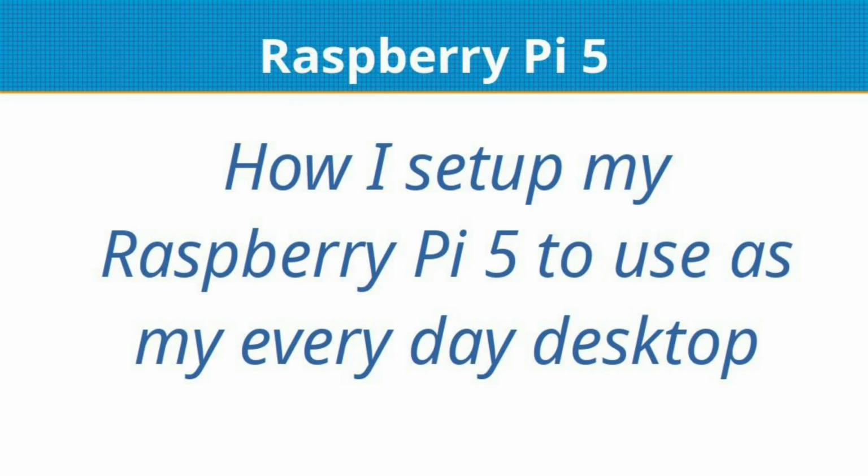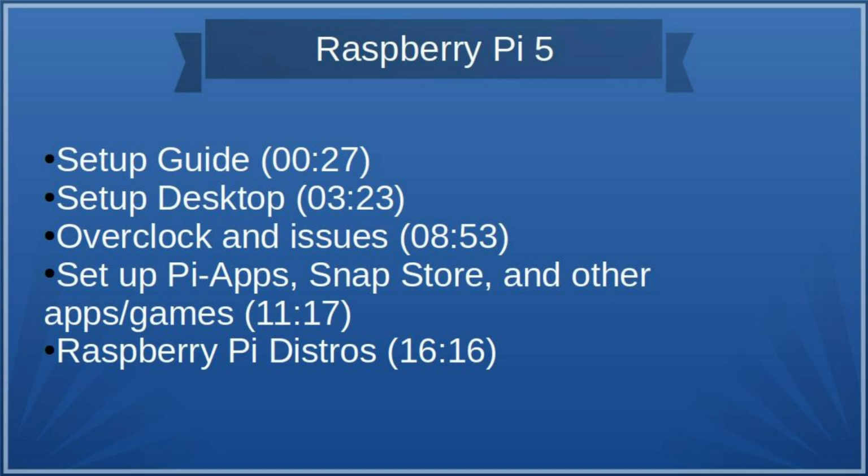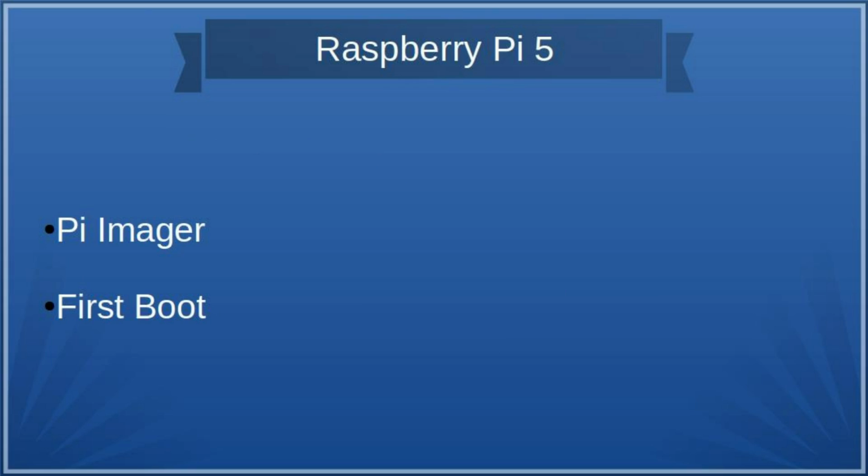Today I'm going to talk about how I set up my Raspberry Pi 5 to be used as my everyday desktop. My setup guide starts from how to get the imager to first install. Then I'll show how to set up and customize your desktop. Then we'll talk about overclocking, other issues, and then I'll show you how to set up Pi apps, Snap Store, and other apps and games that I prefer. And finally, I'll talk about the Raspberry Pi distros that I've used. So let's move on to the setup guide.